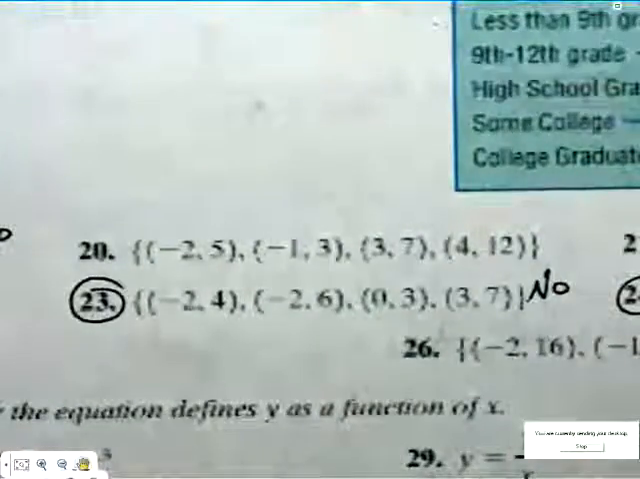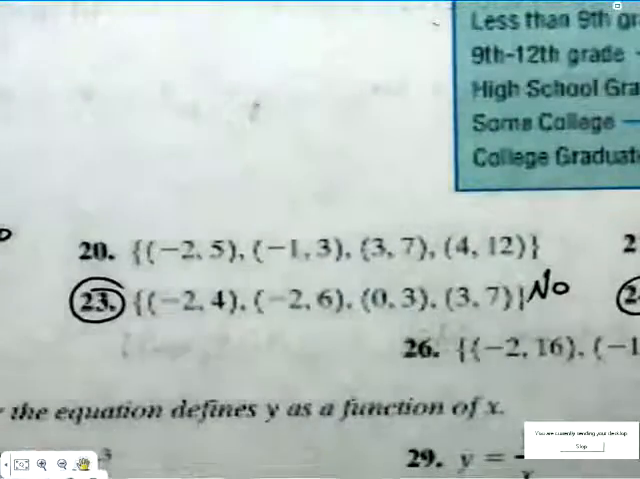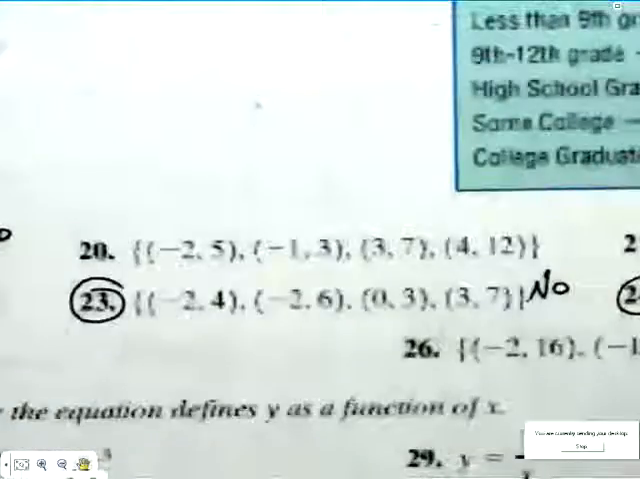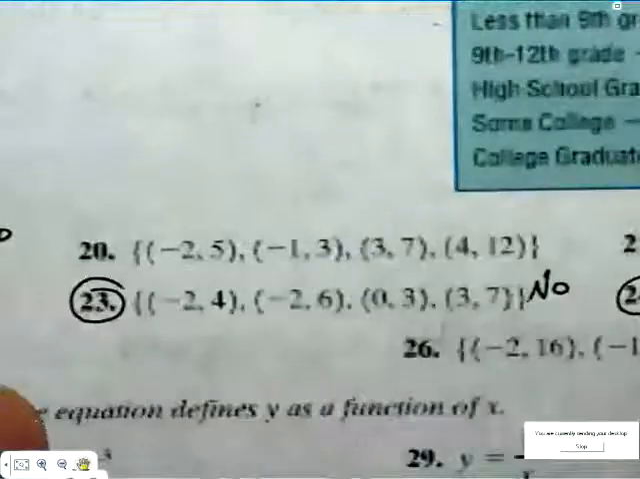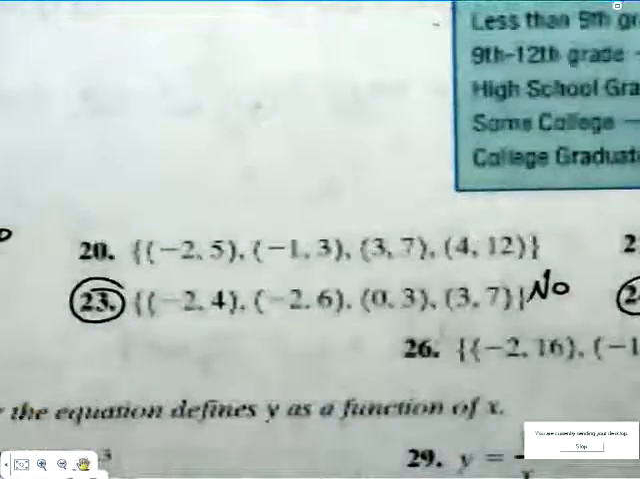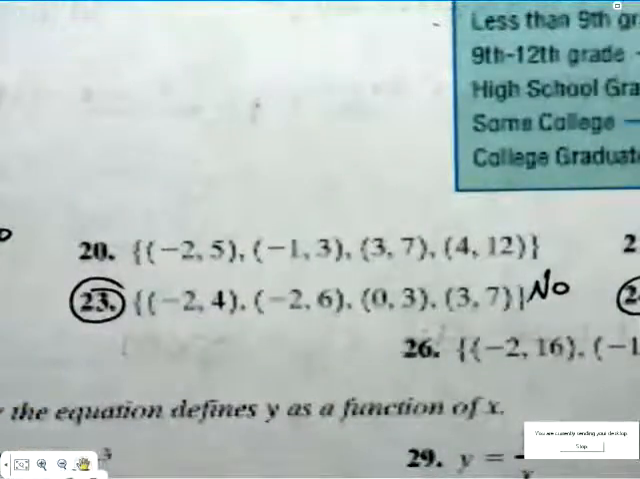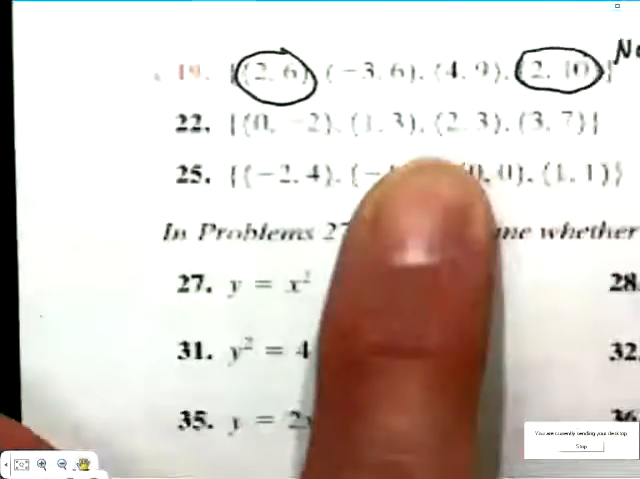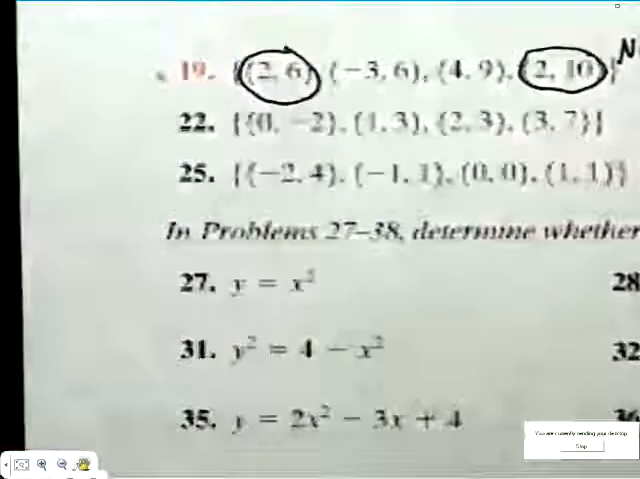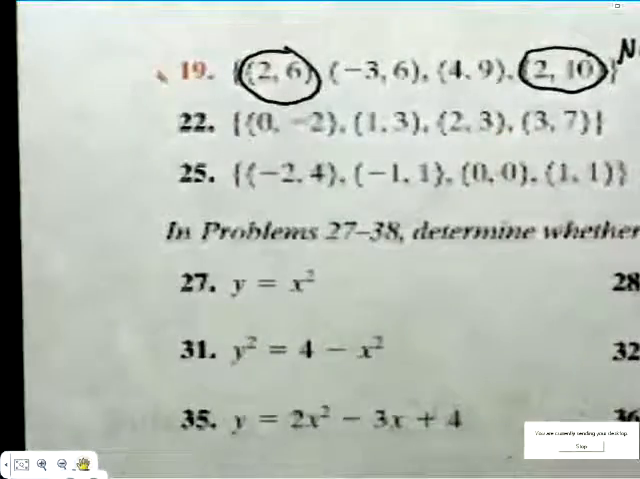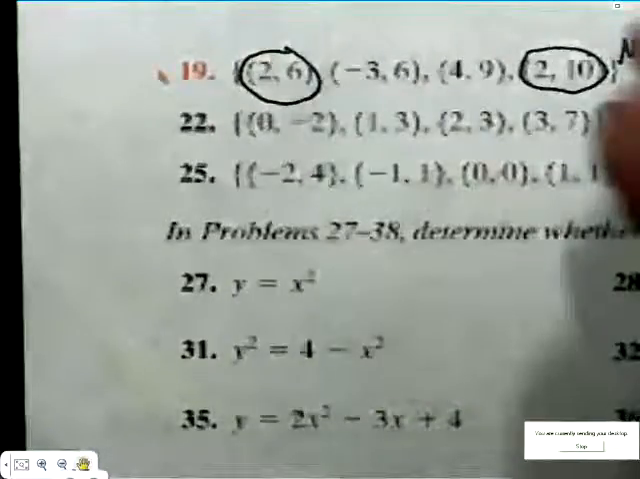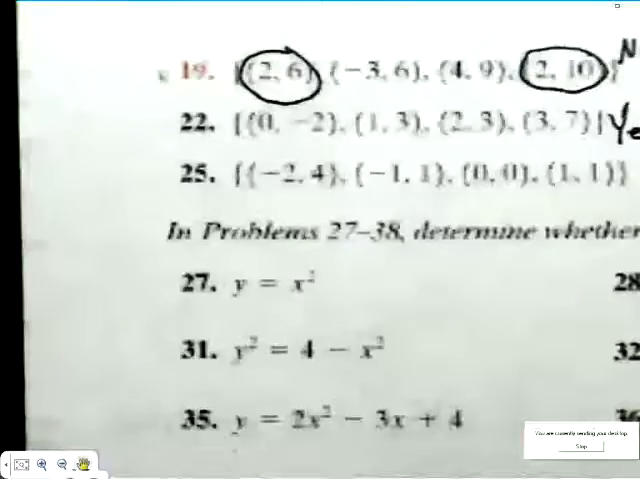Are the rest of them functions? All right. 22, let's see. 22, the second ordered pair and the third ordered pair have the same y values, but there's no ordered pair where the same x has 2 different y's. So actually 22 would be a function. All right.